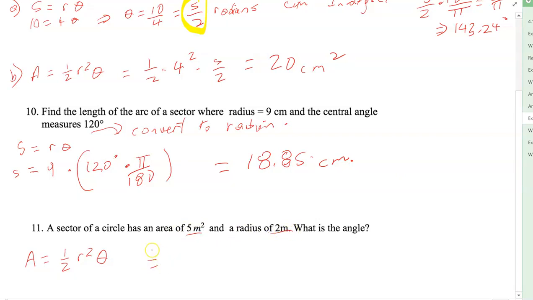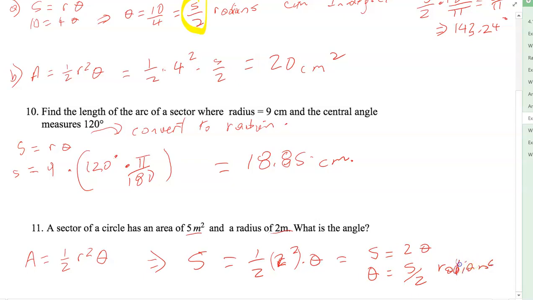Okay, a sector has an area of 5 square meters and a radius of 2. So what we do is plug in 5 for the area: 5 is equal to 1/2 r squared, which is 2 squared, times theta, right? And so 5 is equal to 2 theta, and so theta will be equal to 5 over 2, and this is in radians. Okay, so that is the answer.